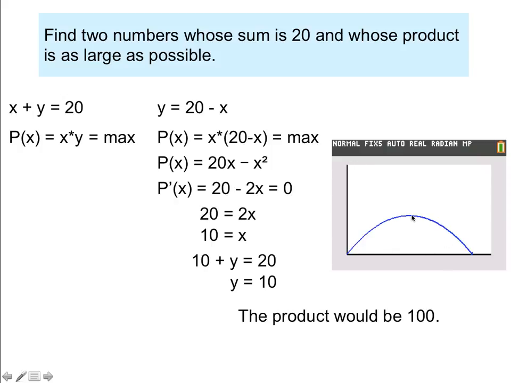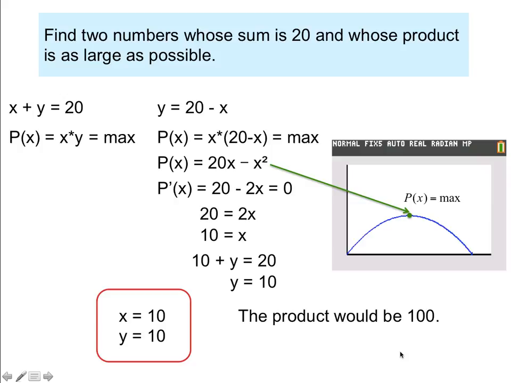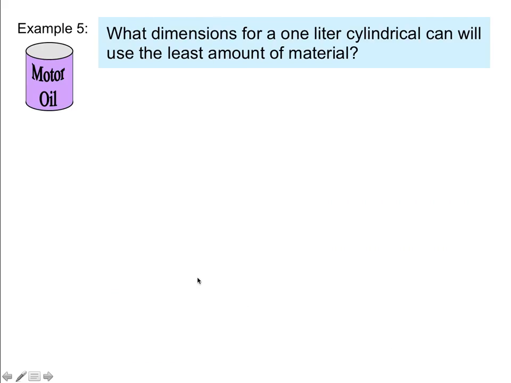So on this graph, then, at this vertex here, this maximum location, I would have on the y-axis a product of 100, and on the x-axis, I would have a value of 10. So right there's our maximum product, and our location is an x value of 10.